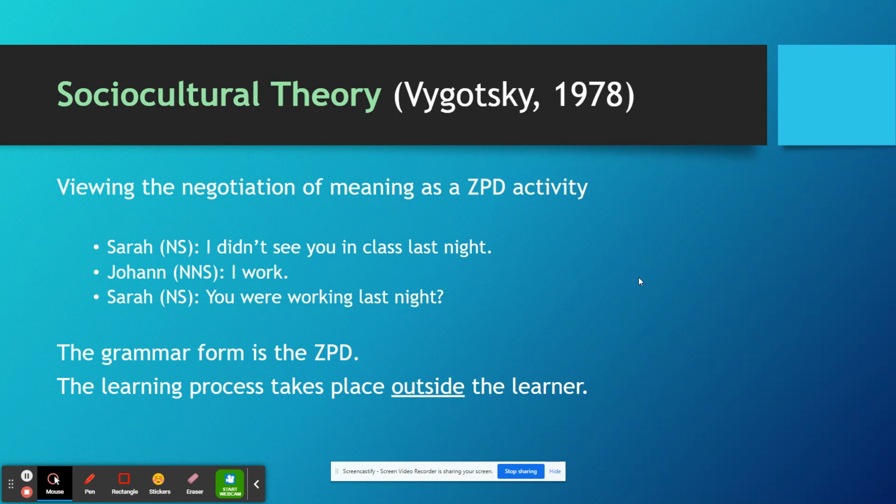The learning is the activity that takes place outside the learner that results in the change in cognition or building of neural networks. The change in cognition or the building of neural networks is not the learning. It's the result.